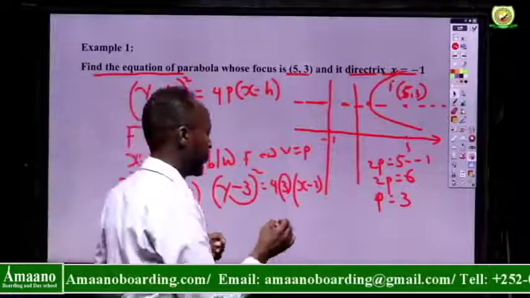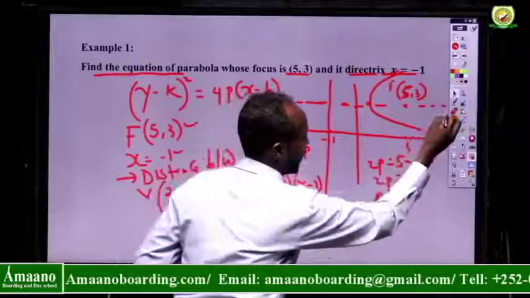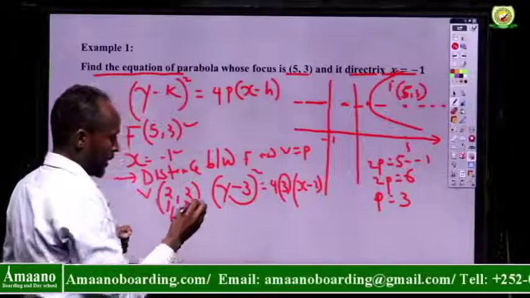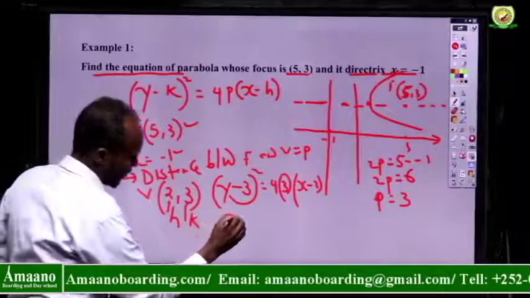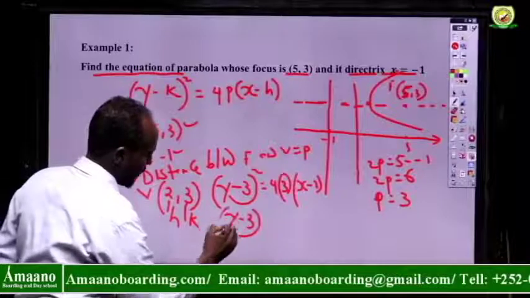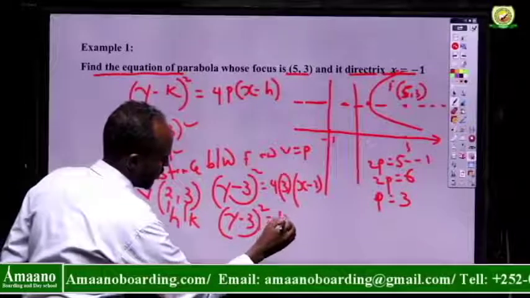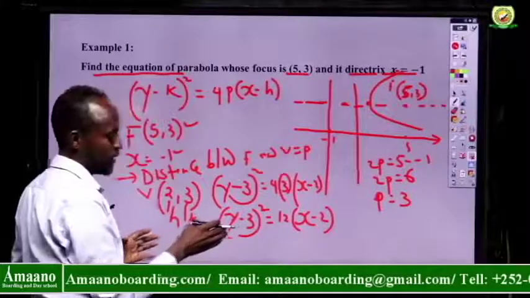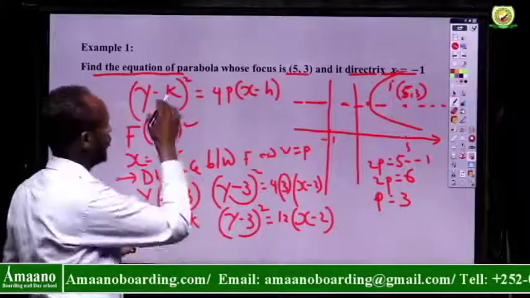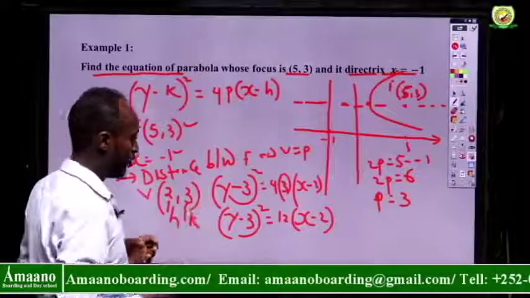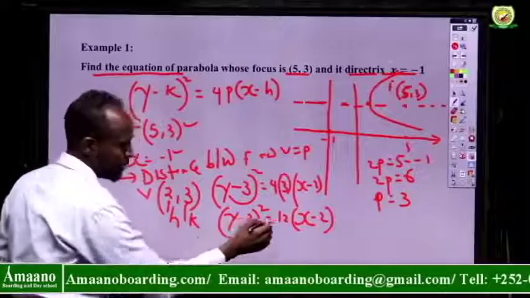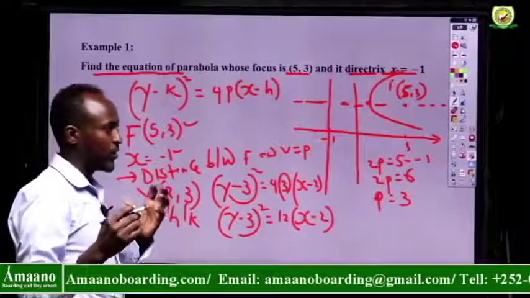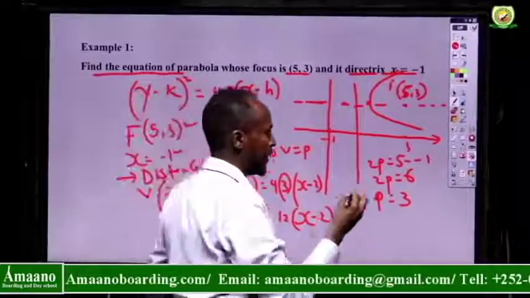Okay, that's -2. Therefore, we can simplify. Let us simplify this one. (y - 3)² = 12(x - 2). This is the standard form for the equation of this parabola. We can proceed by expanding this part and this part. Then we can give the solution as a general form.